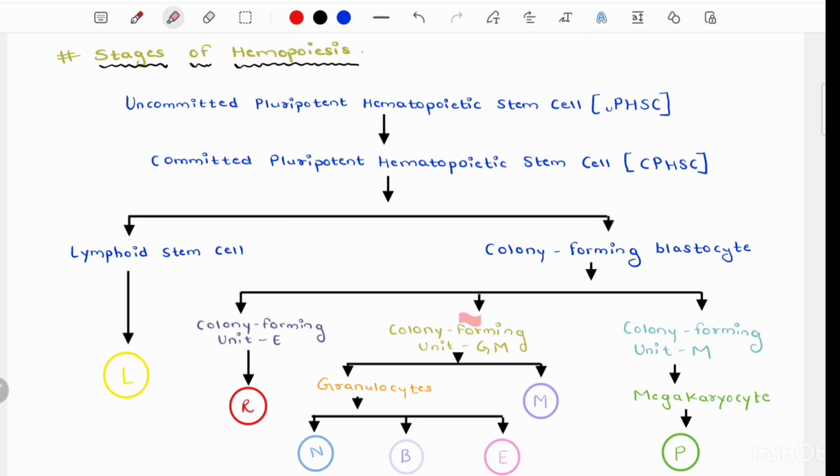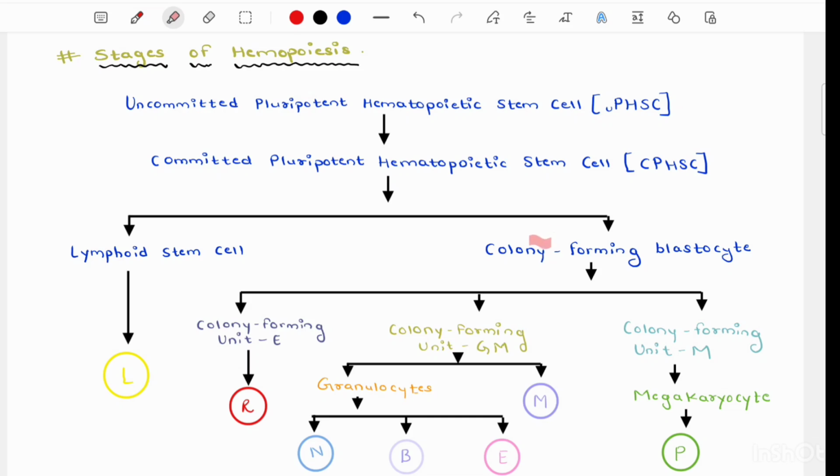Next colony is your colony forming unit GM, that is colony forming unit granulocytes and monocytes. This cell will give rise to granulocytes and monocytes. In granulocyte we have neutrophil, basophil, and eosinophil. Then the third colony, that is colony forming unit megakaryocyte. This colony will form or give rise to megakaryocyte and megakaryocyte in turn forms platelets. So this was all about hemopoiesis or hematopoiesis, meaning formation of all type of cells.